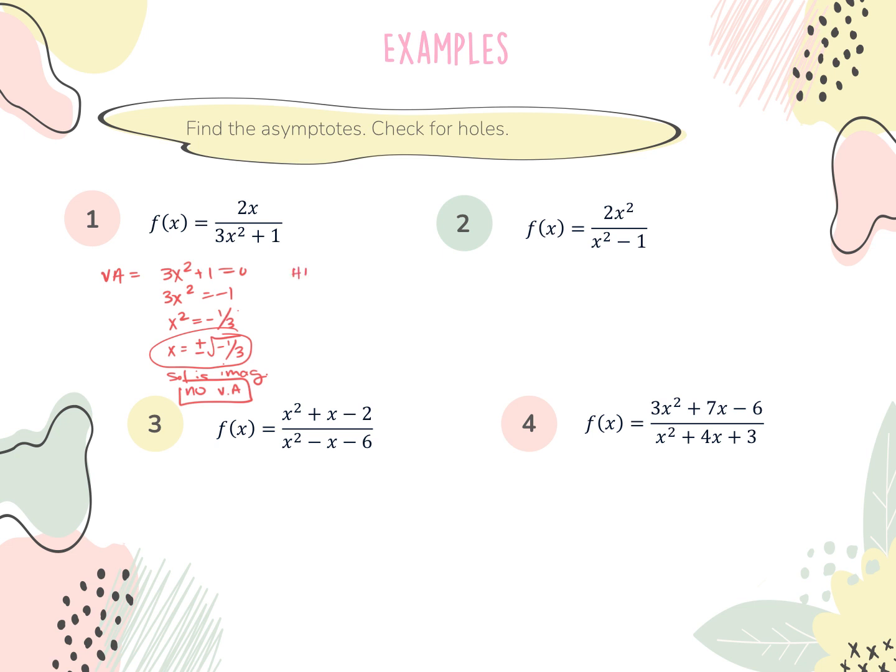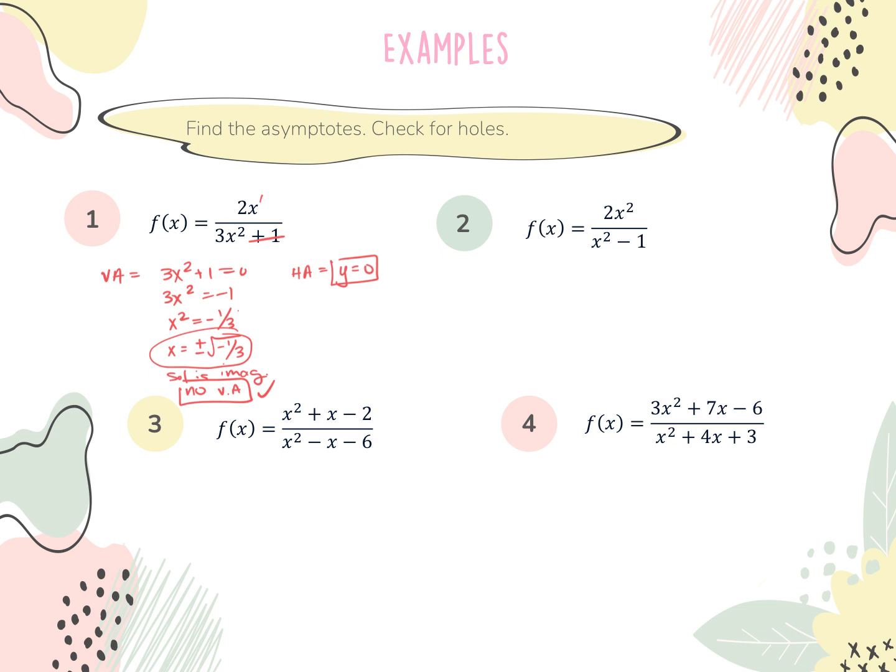The next thing we're going to look at is the horizontal asymptote. We see that the numerator is x to the first and the denominator is x to the second. The denominator has a higher power, and so this is just going to be y equals 0. And so these are our two answers: no vertical asymptote, and y equals 0 for the horizontal. I'm going to go to the next problem.